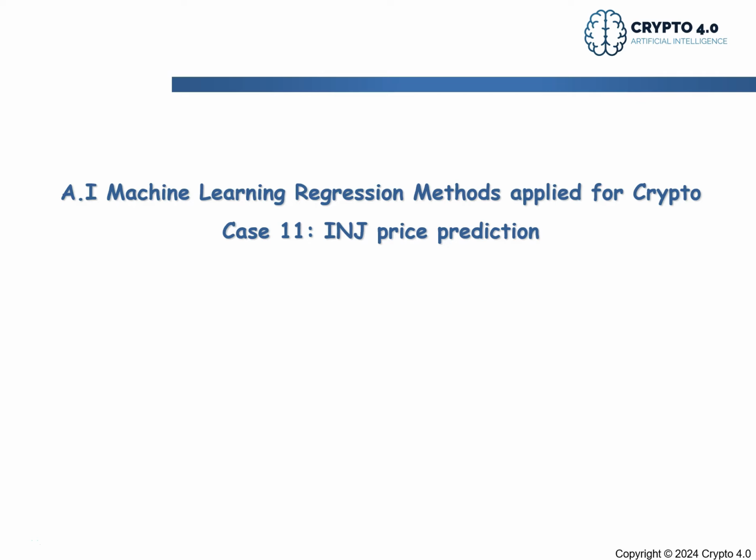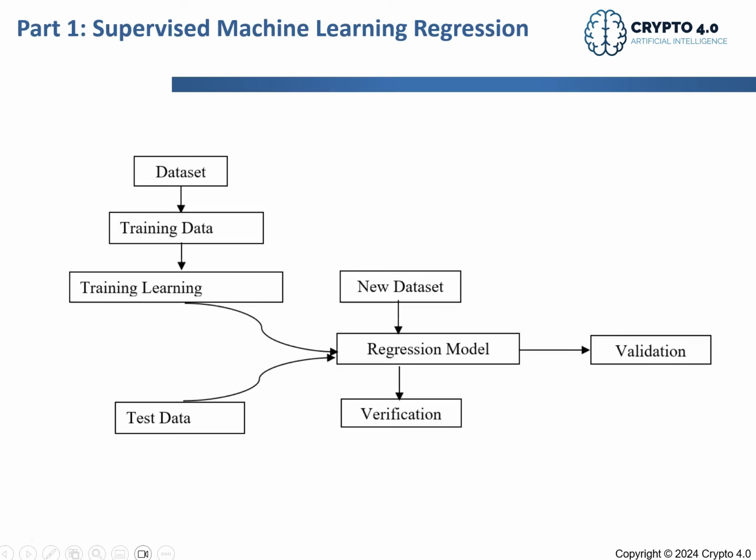Today I will present case 11, Injective Price Prediction. Again, our supervised machine learning regression basically collects a set of data and splits it into training and test data. Then we choose one regression model, and as I explained in the first video on the concept of regression models, this model will be chosen based on the smaller root mean square error. That's the error that considers the predicted values and the real values.